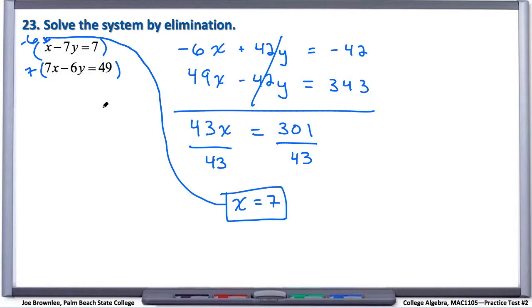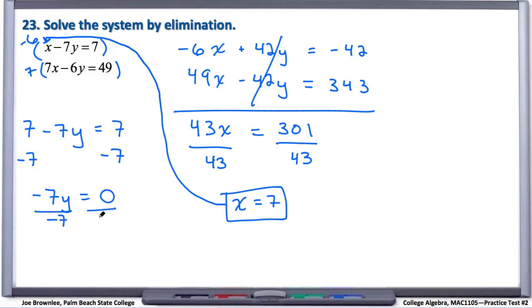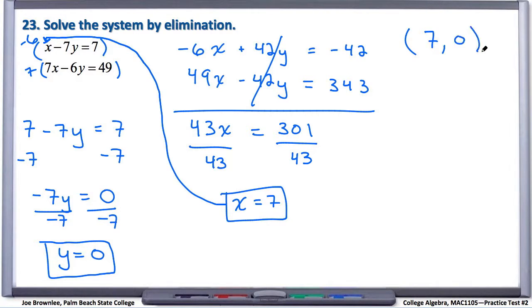So if we take this x value and plug it into, and again, I'm going to choose the first equation, for x, well, then we'll have 7 minus 7y equals 7. I want to solve for y, so I want to start moving things away from the y. I'll start by subtracting 7 from both sides. That leaves us with negative 7y equals 0. And to get y by itself, we'll divide by negative 7. And so y equals 0. All right, so now that we've solved for both x and y, we're going to write our solution as an ordered pair, x comma y.